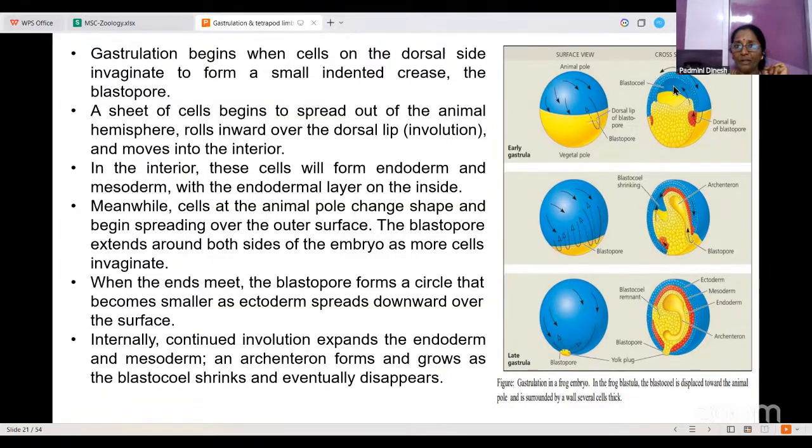As the archenteron is being formed, the blastocoel is shrinking. You can see that was the biggest blastocoel, and it is going to shrink in size. This shrinking continues until completely you have an archenteron formed.